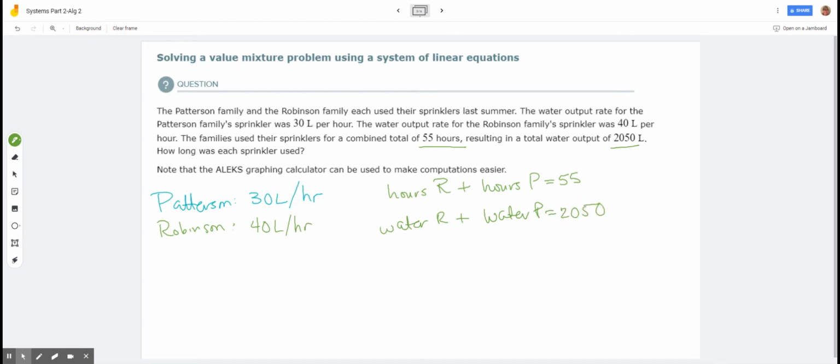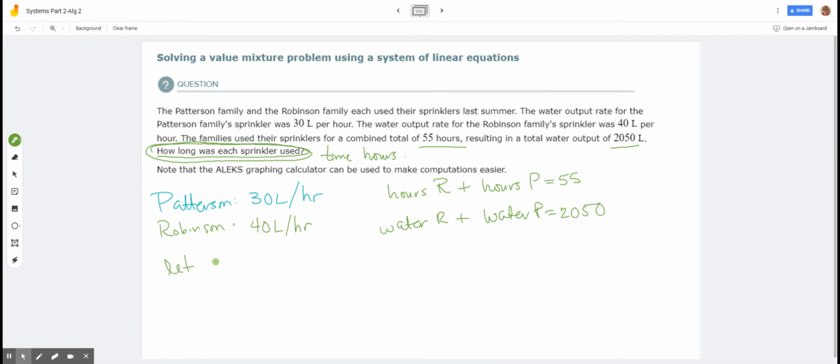All right, so far we don't have anything we can work with because we just have words. We're going to try to convert these. How long was each sprinkler used? So we're talking about hours. This is time, and we're talking about hours. So what we're going to do is, do you see how we need hours of R and hours of P? Because we need hours.